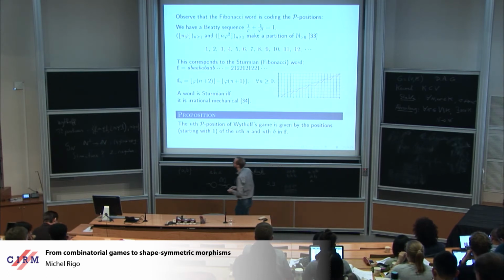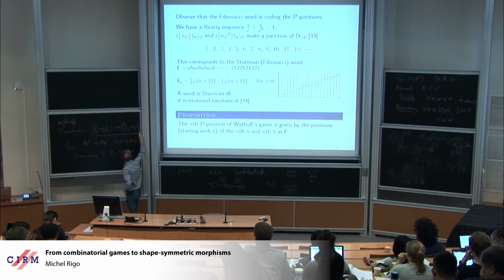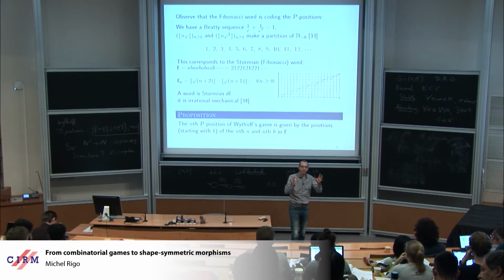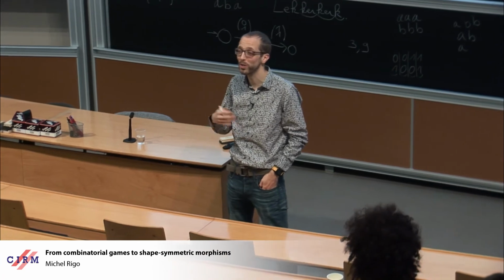So I will make use of this. We know that, okay? This is something we know. We know that the P positions are given by this integer part. There is again another way to introduce Sturmian words.